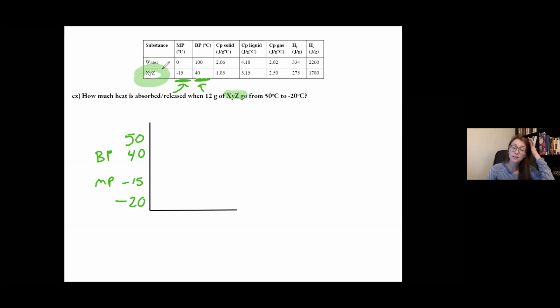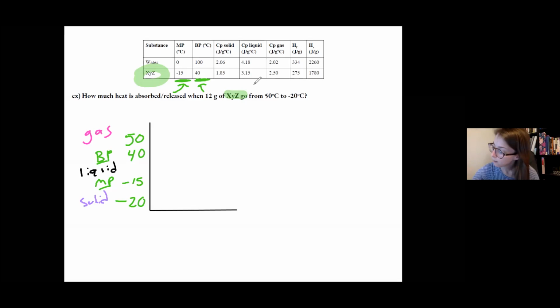So here you'll see a full 5-step problem when we're going from 50 to negative 20. I labeled boiling point and melting point so that I remember when to use what value. Above the boiling point, we have a gas. In between the boiling and melting, we have a liquid. Below the melting, we have a solid. And that should be it.